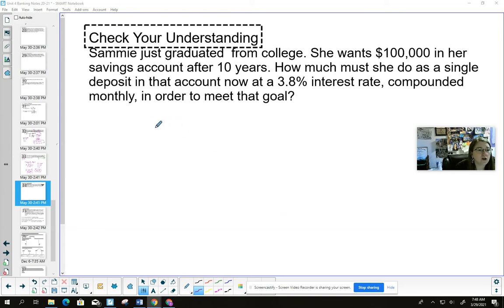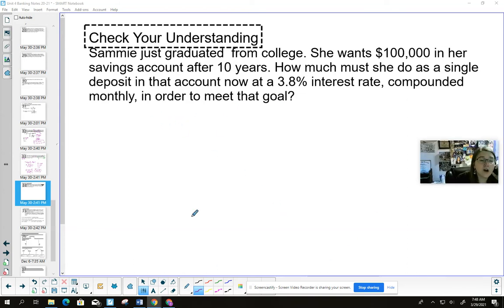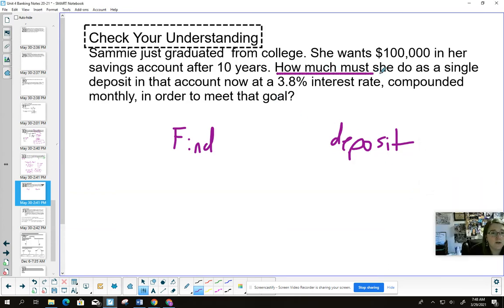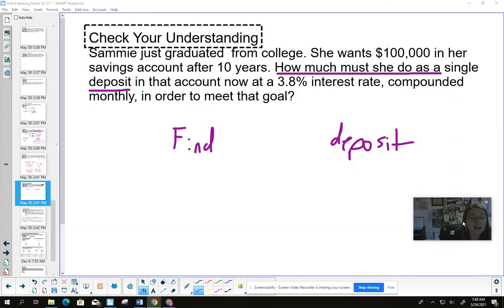Okay, so again, here are our options. We know that it's going to be find the deposit because that's the focus of this lesson. Here's what tells us it's find deposit. Again, it could be single or periodic, but just the fact that we're finding the deposit is this: how much must she do as a deposit? That tells us we are finding the deposit. I can't make that any more clear. I know sometimes it's hard to think that through on your own, but that literally tells us how much must she deposit? Find the deposit.